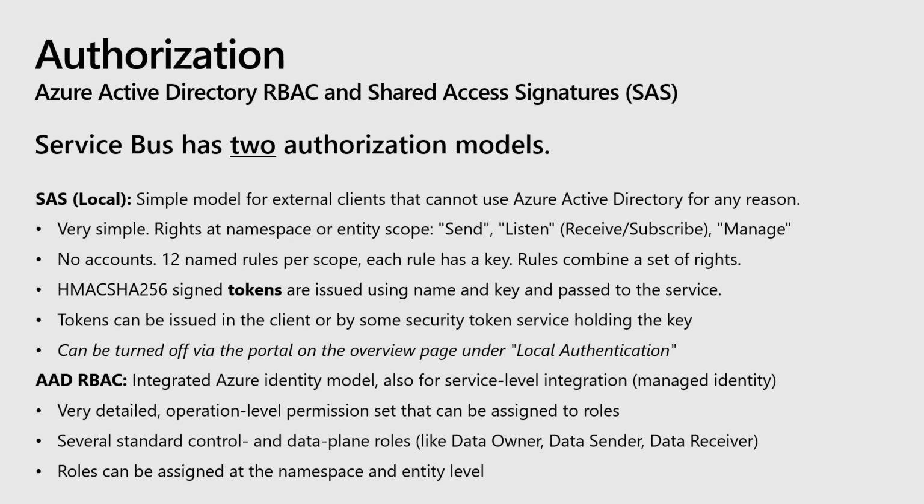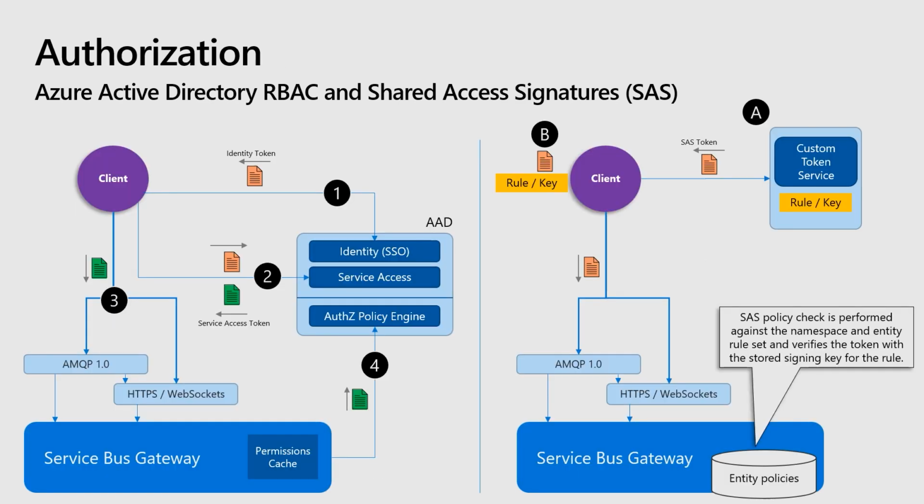or you can use the full AAD model if you like, and then also authorize against them. The way that works is effectively you have in SaaS a rule and a key that's associated with an entity that's down here or with a namespace, and then the client can either create a token locally using the rule and the key, or it can call a custom token service that can be effectively any web service, right?